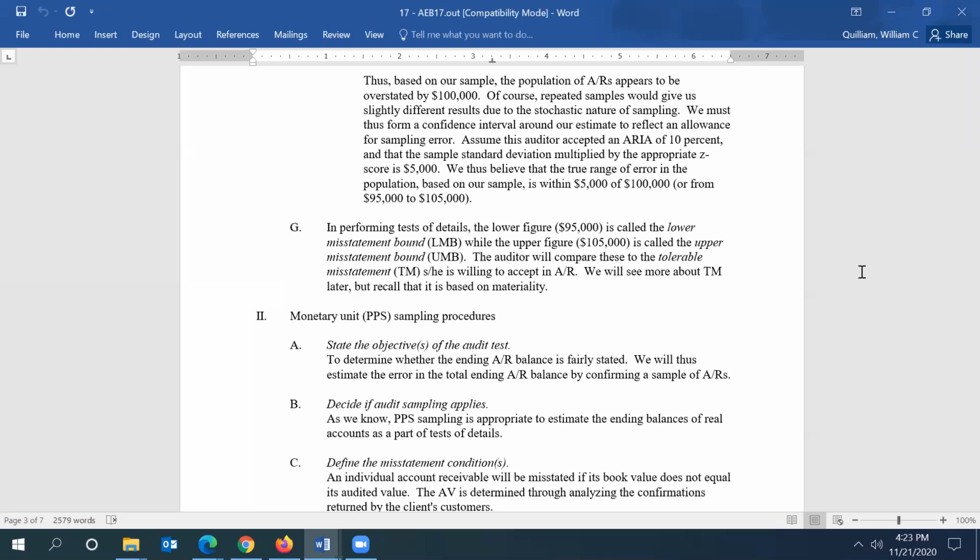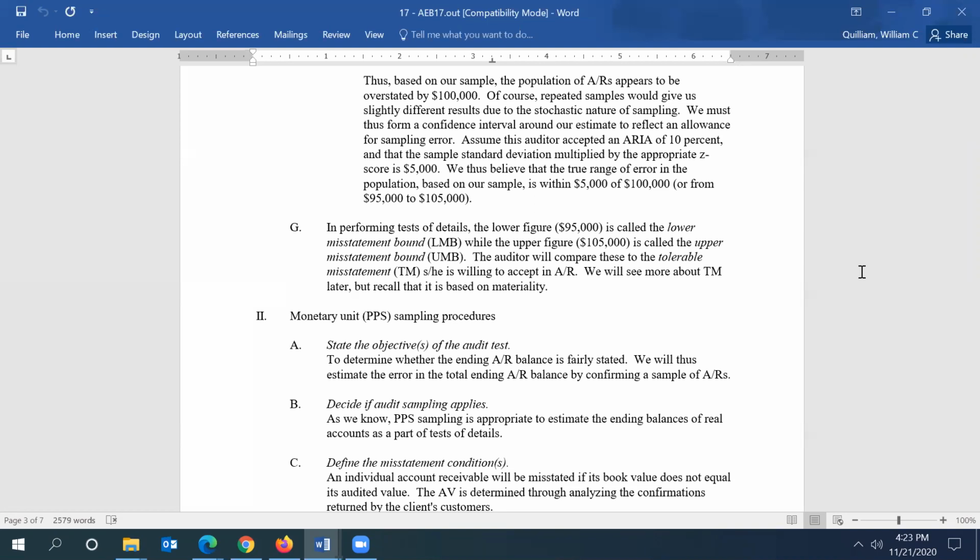Then in G, in performing tests of details, the lowest figure of 95,000 is called the lower misstatement bound, or lower confidence limit, same thing. Least amount of error that we think is in the population. While the upper figure of 105,000 is called the upper misstatement bound, or upper confidence limit, so the maximum amount of error that we think is in the population.